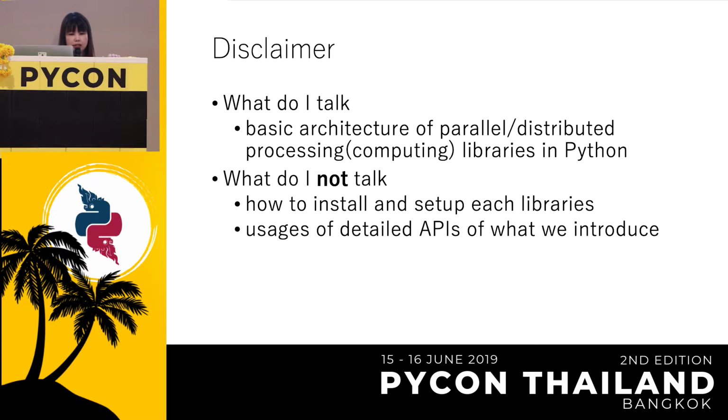So let's go. This is the disclaimer. I talk about the basic architecture of parallel and distributed processing libraries in Python, but I don't talk about how to install and set up each library and how to use the API in detail, because we can easily get knowledge of library usage from documents, but basic knowledge of this is not so widespread, and there are few documents. So I'd like to introduce it.